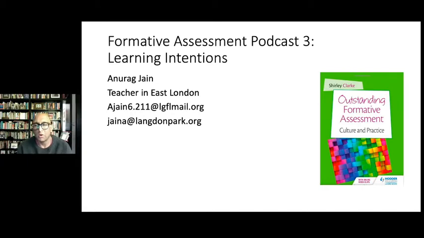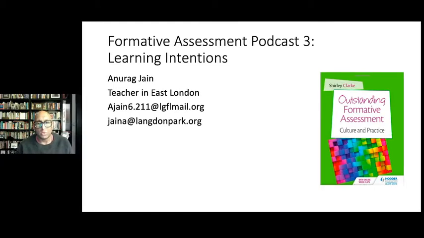That's my email contact, and what I'm doing is some CPD to help teachers improve their practice, and what I'm really using as the base for that is Shirley Clark's Outstanding Formative Assessment: Culture and Practice book. It's a really excellent book. Highly recommend it. I'm using that as the baseline text for discussing formative assessment and implementing it in your classroom and in a school as a whole.